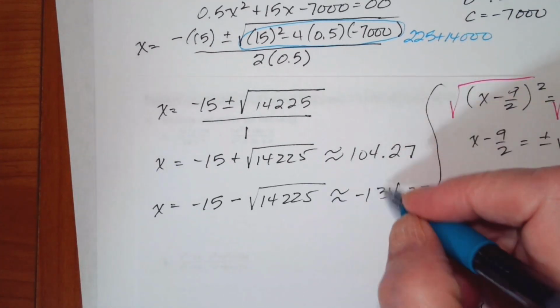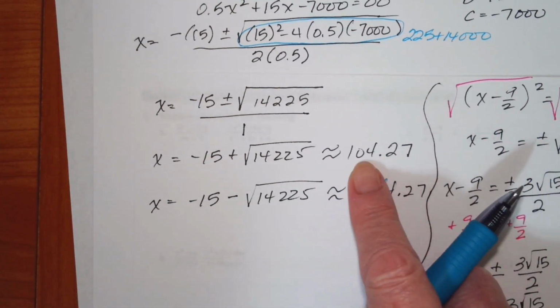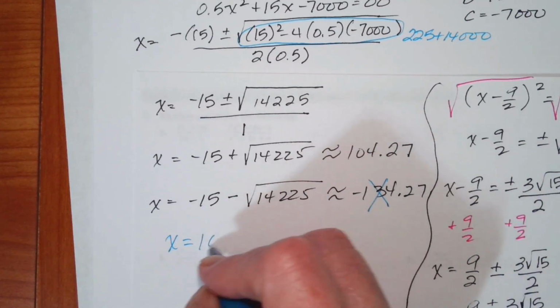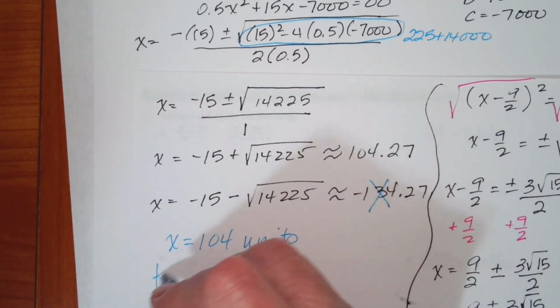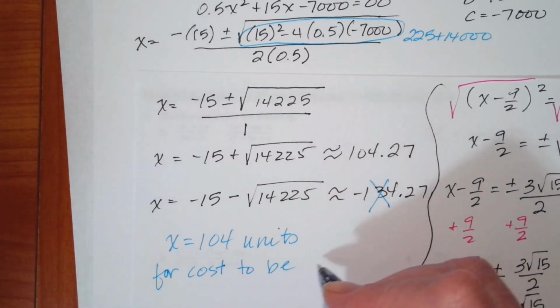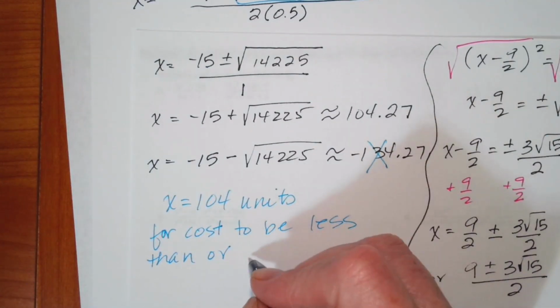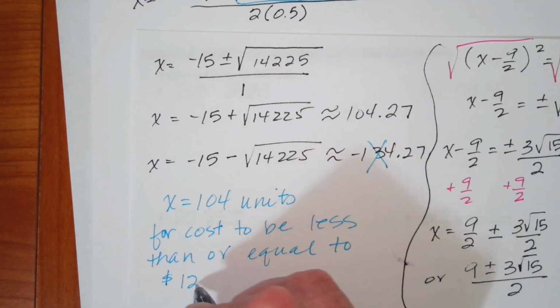Okay, we know we can't have a negative number. So it says find the number of units for a total cost of $12,000. Okay, well, if it's a total cost of $12,000, you have to round this down. So x is going to be 104 units for the cost to be less than or equal to 12,000.